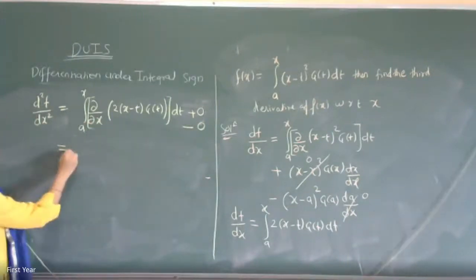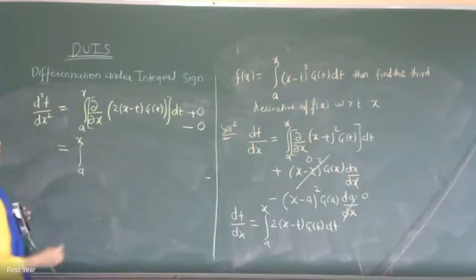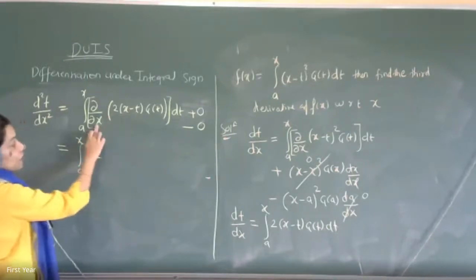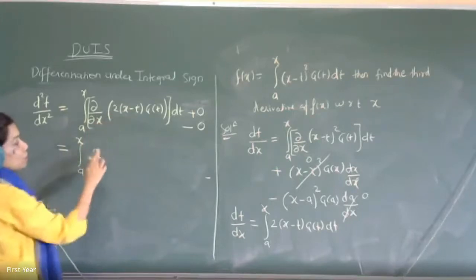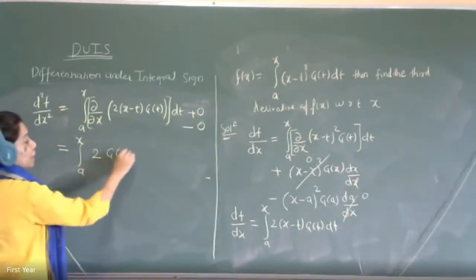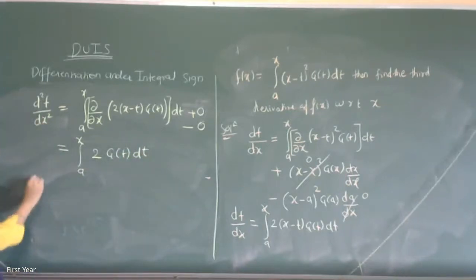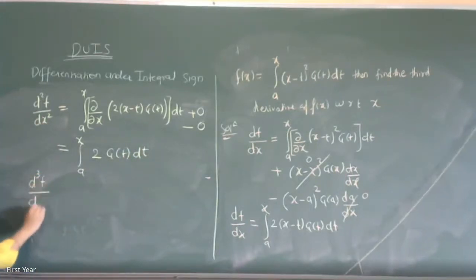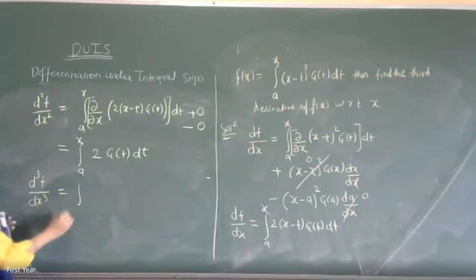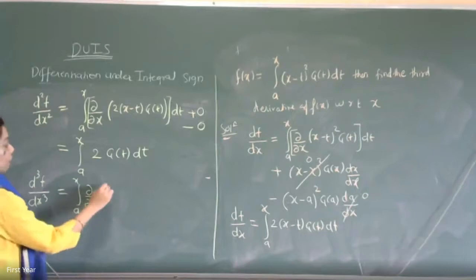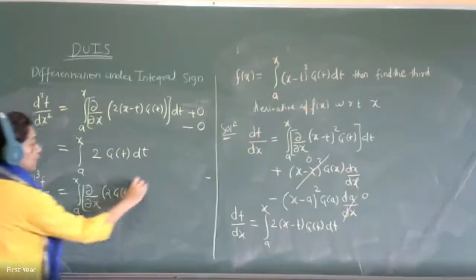So what will this become? Integration from a to x, the derivative of 2 into (x minus t) with respect to x is 2 into (1 minus 0), which is 1, into g of t. But I want to find the third derivative. So d cube f by dx cube is nothing but the integration from a to x of the derivative with respect to x of 2g of t, dt.